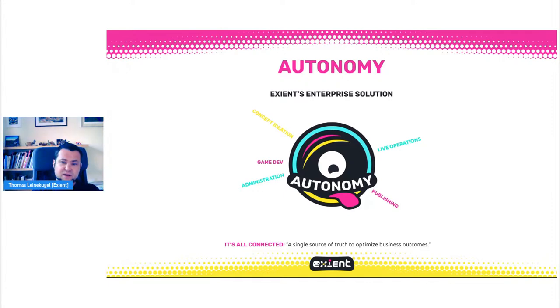So we were gathering business intelligence, but the architecture is pretty generic, right? It's a data warehouse. On top of that, you have microservices. That's a generic backend. So let's add into that everything that we could do with this backend. And then we started with concept ideation, game dev, administration, live operations, more publishing features, all of that into the same solution.